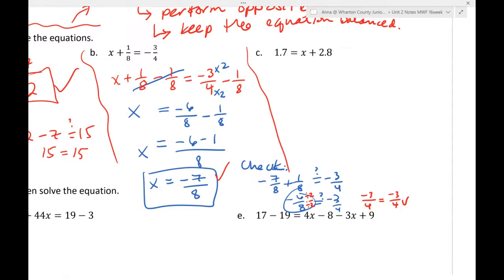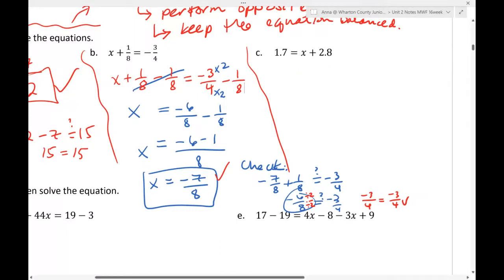With the last one, even though these are decimals, they're just numbers. We can do the same thing. The x, or the variable, is on the other side, which is perfectly fine because it's still just saying that these sides are equal to one another. They are balanced like a scale.